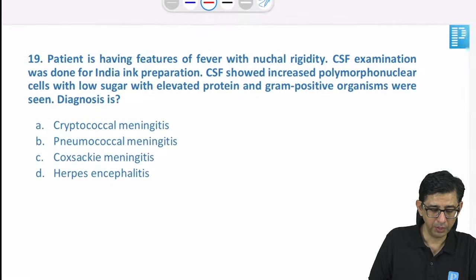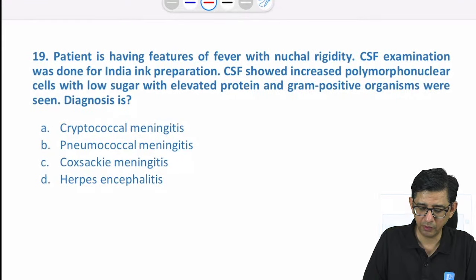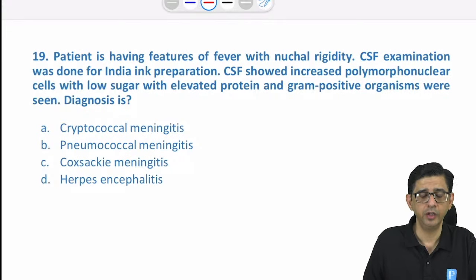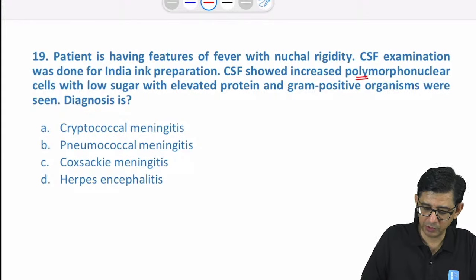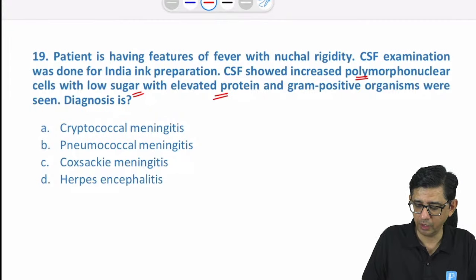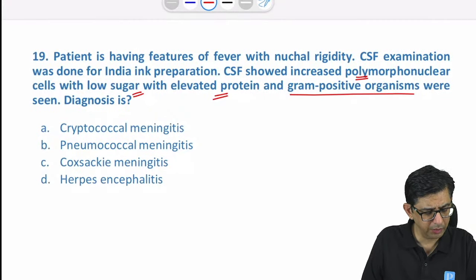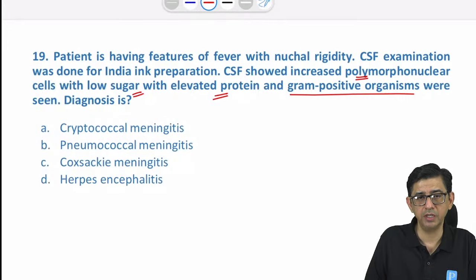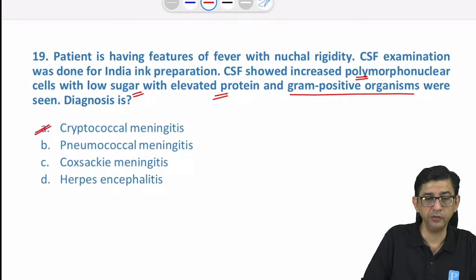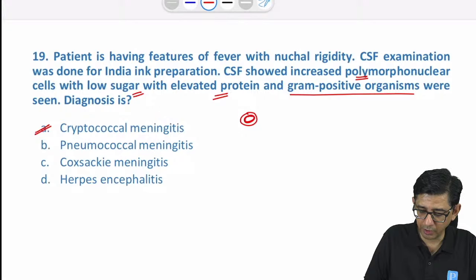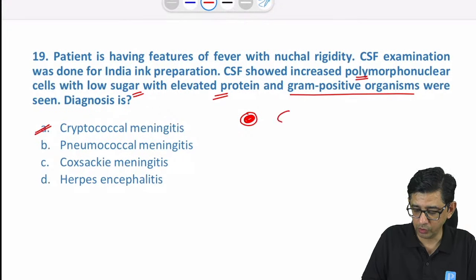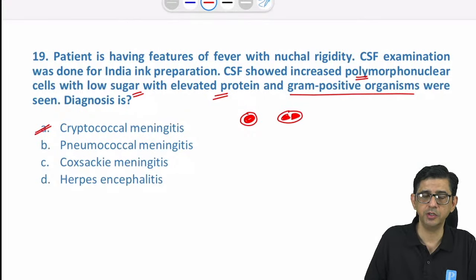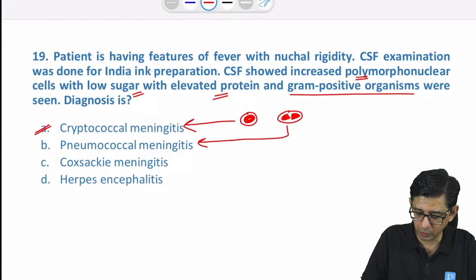Let's have the answers for this one. Patient is having features of fever with nuchal rigidity. CSF preparation was done for India ink, and there is presence of neutrophils. There is presence of low sugar with elevated protein, and gram-positive organisms are seen. Considering that there are gram-positive organisms, you would not answer this as cryptococcal meningitis, because India ink is not only going to help in diagnosis of cryptococcus, but will also demonstrate the capsule of pneumococcus. In this particular case, there is a distraction present in the question by writing India ink. By reading India ink, you don't have to straight away think in terms of cryptococcus, because pneumococcus will also have a capsule.